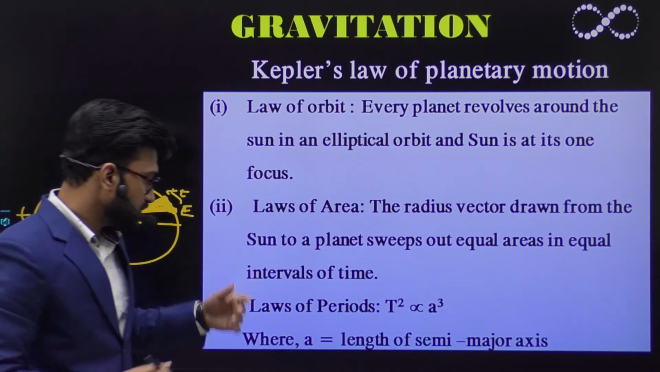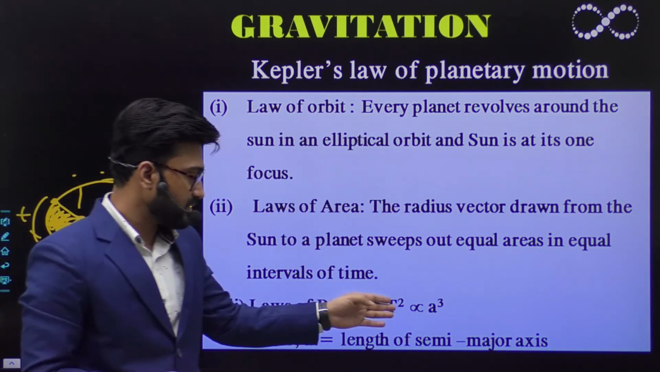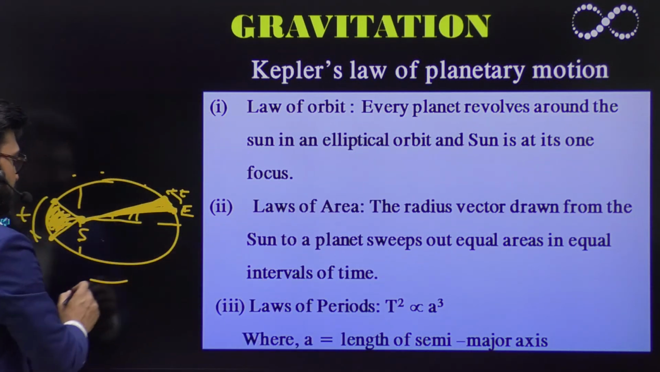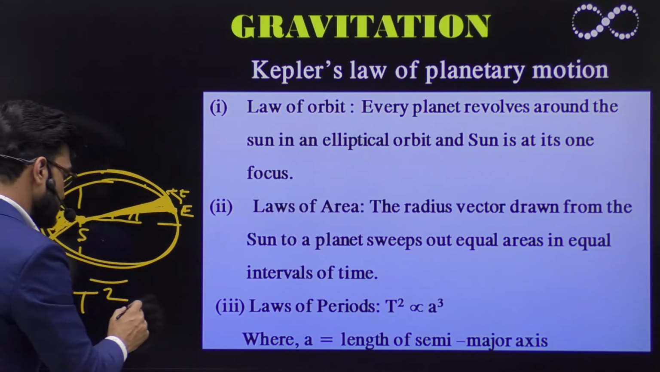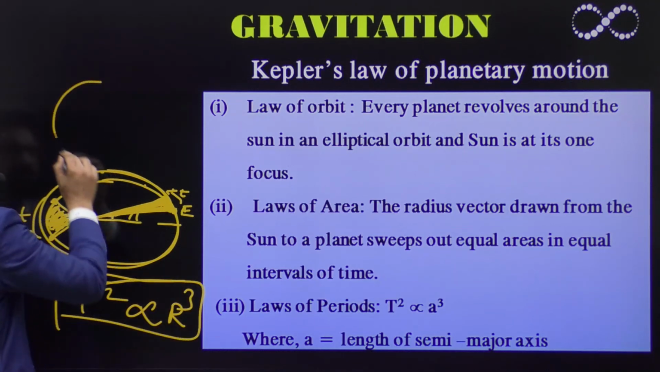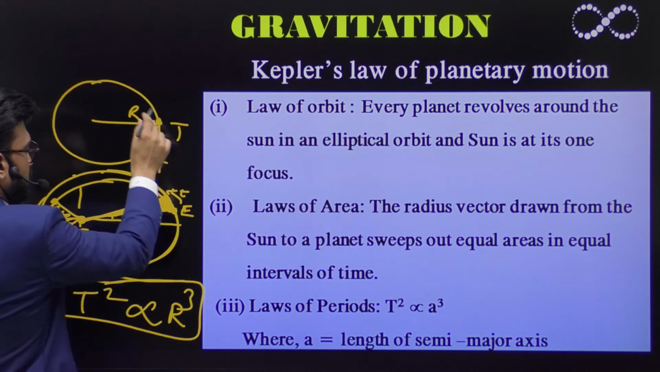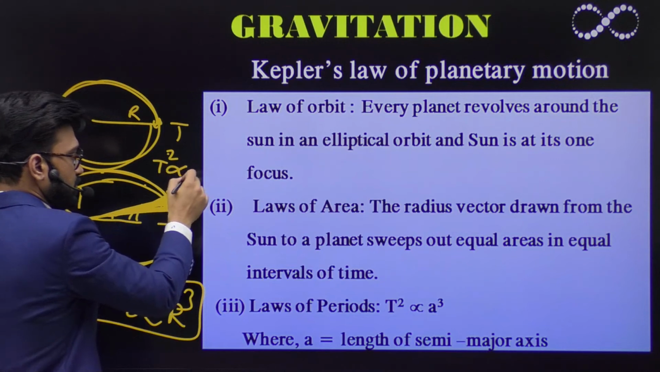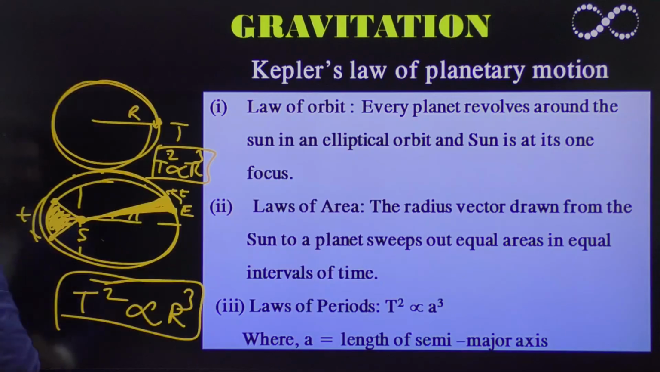The third law says the square of the time period of the motion is equal to the cube of the semi-major axis. In other words, the time period whole square, the time taken to cover the whole path, is directly proportional to radius whole cube. Suppose it is moving in a circular track, T is the time taken and r is the radius, so T square is directly proportional to r cube. That you must remember. This is all about gravitation.